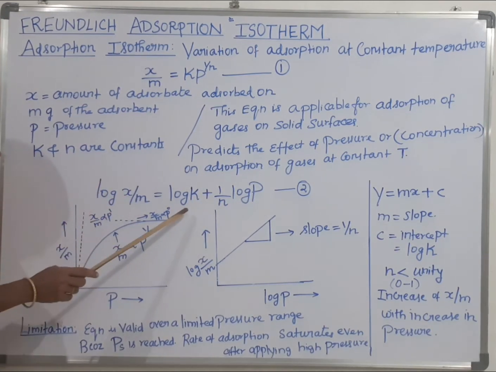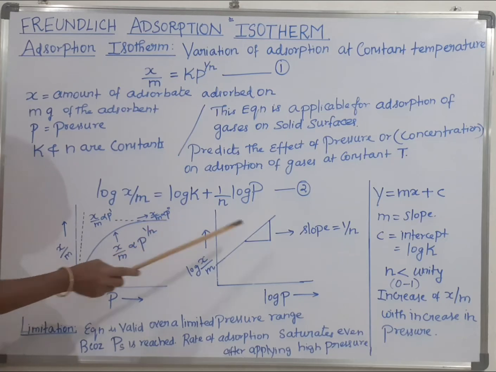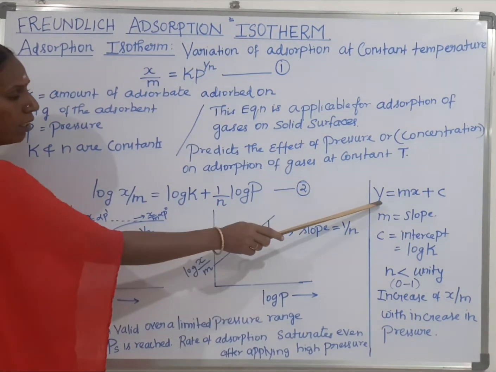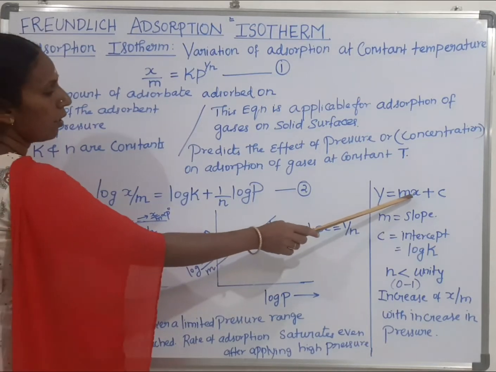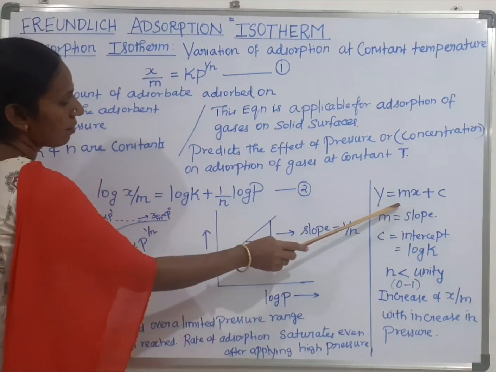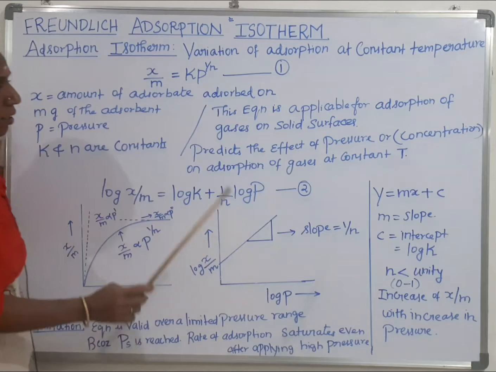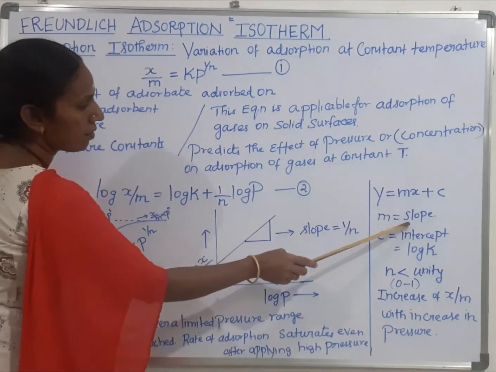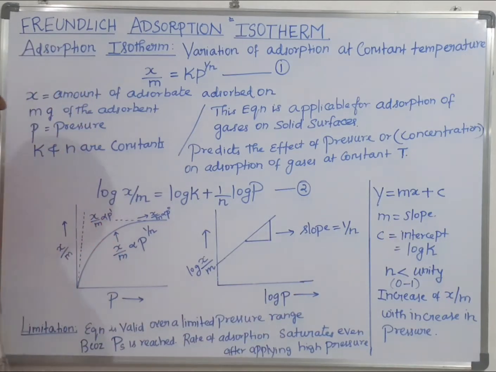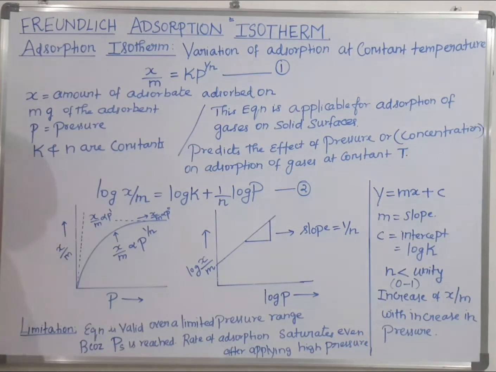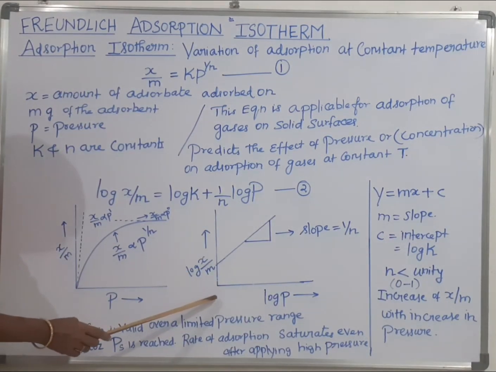Here this equation is a straight line, compared to the straight line equation. What is the straight line equation? That is y equal to mx plus c. This is the straight line equation. So here m is the slope and c is the intercept. Let us see the graphical representation. Let us see this graph.